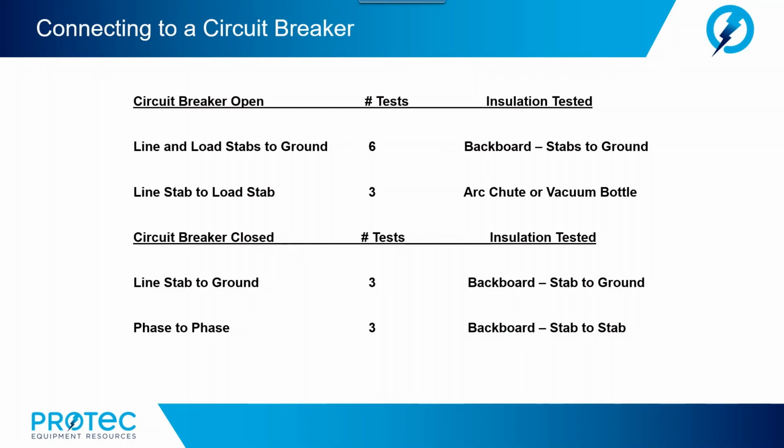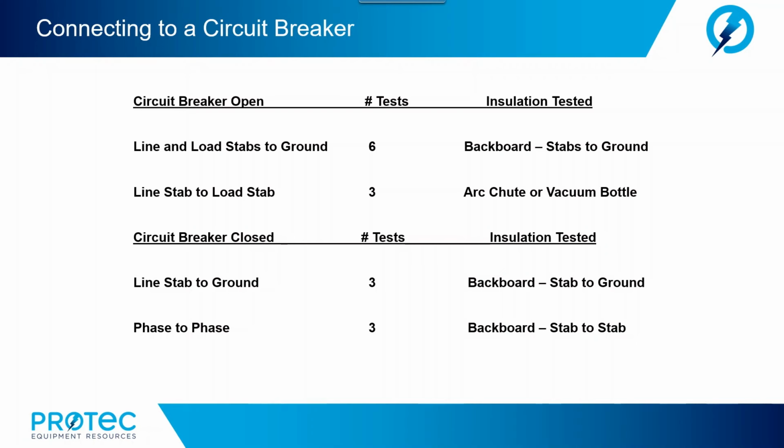All right, now let's take a look at the tests that are performed on a circuit breaker, typical tests that are performed. We have tests that are performed with the breaker in the open position. We also have tests that are performed with the breaker in the closed position. For instance, with the breaker open, we can measure the line to ground and the load to ground. This would be a combination of 6 measurements for line to ground on phase A, B, and C, and then load to ground on phase A, B, and C. We are basically looking at the backboard and the stabs to ground.